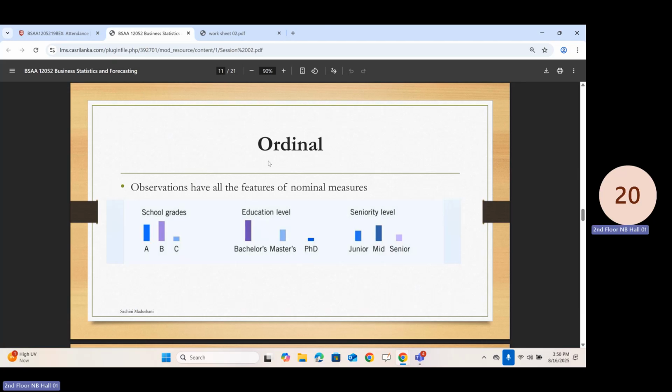Okay, then nominal and ordinal scale variables are qualitative. The ordinal scale variable has all the features of the nominal scale variable. Other than that, we can order them and we can apply greater than or less than. Now clear?